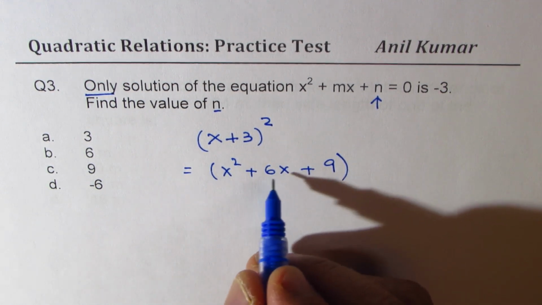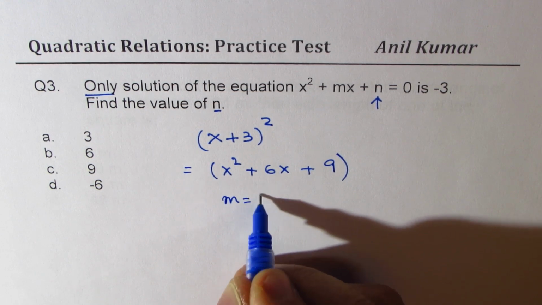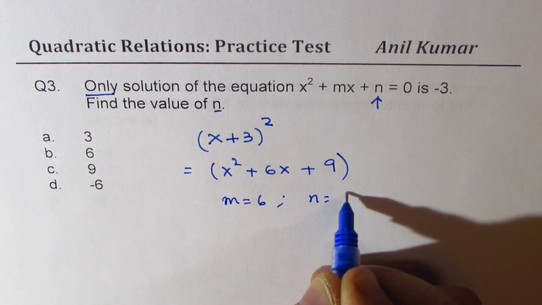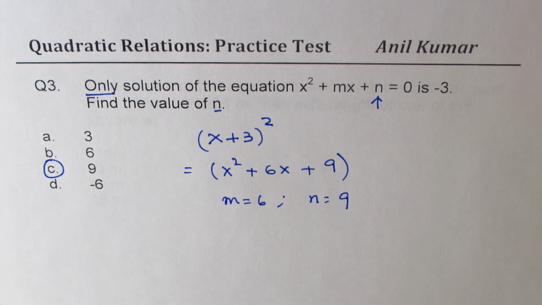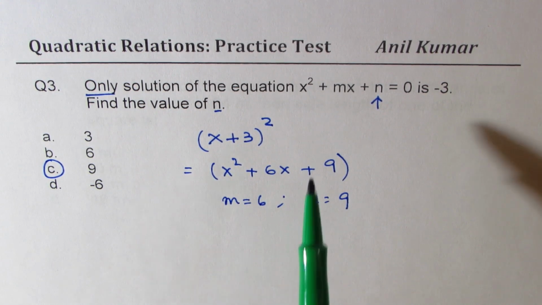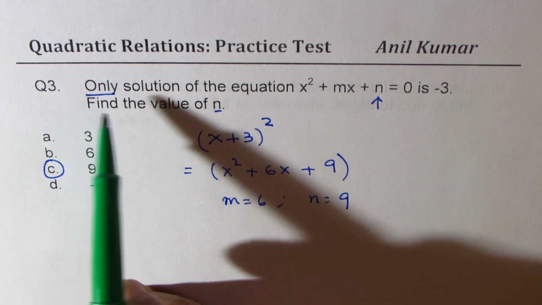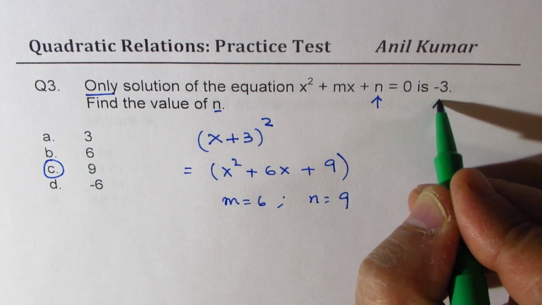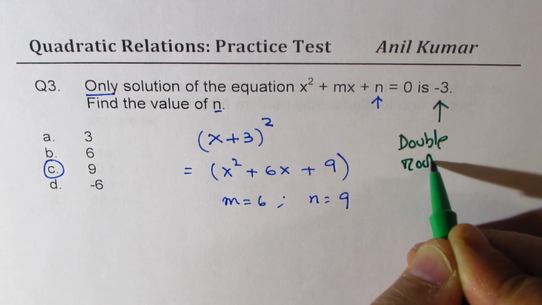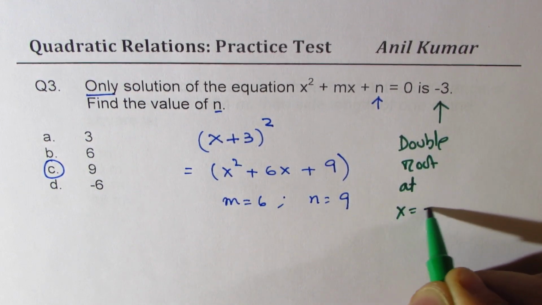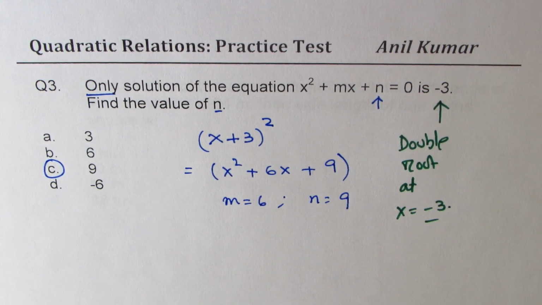Now here you know, if you compare, m equals 6 and n equals 9, so option C is the right option. So it is kind of tricky at times. You need to understand, when we say only one solution, that means we have a double root at x equals minus 3. Perfect. So that is important to understand. Otherwise, you might just get confused about it.